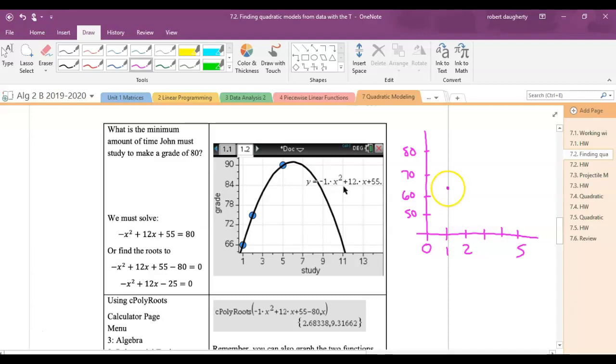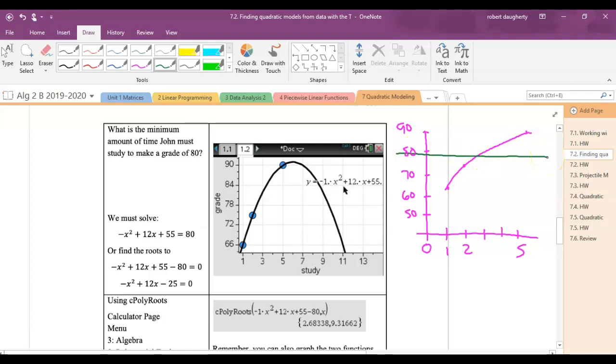So somewhere right here, 2 hours, he made a what, 75? What did he get for 5 hours? An 80 or what? 90. So 90. So we know something like this. So we know that this graph is doing something like this, okay? So if I look at this, if this is a parabola, it says, what's the minimum amount of time he must study to make a grade of 80, okay?